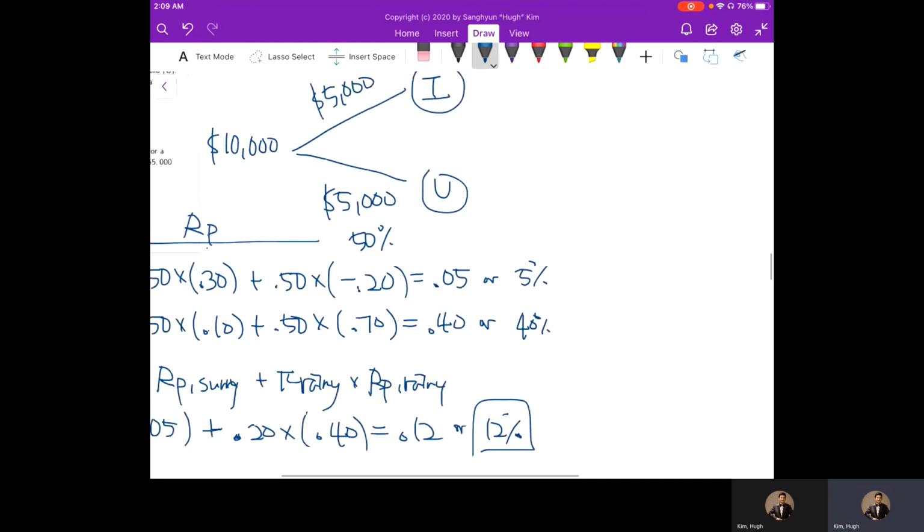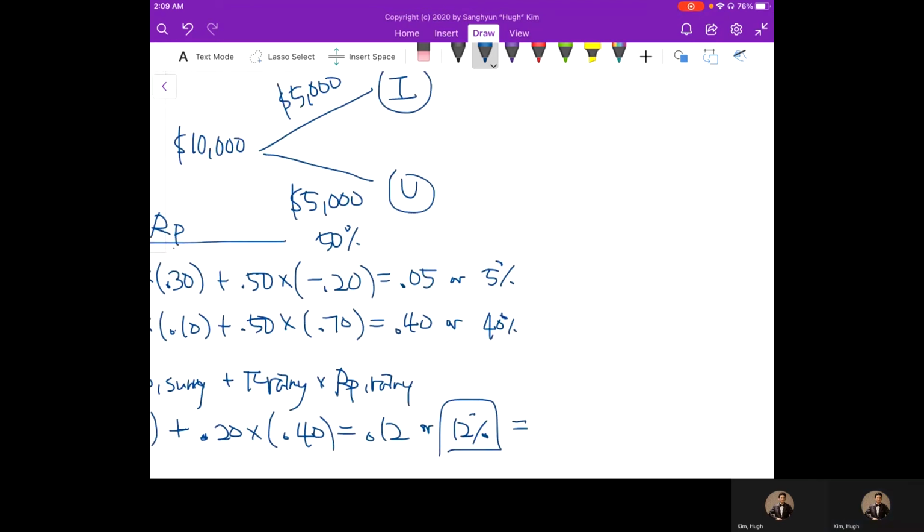This is simply the weighted average. So this is equal to the weighted average of the expected returns on the individual assets. So this is 50% times 26% plus 50% times negative 0.02, or negative 2%.